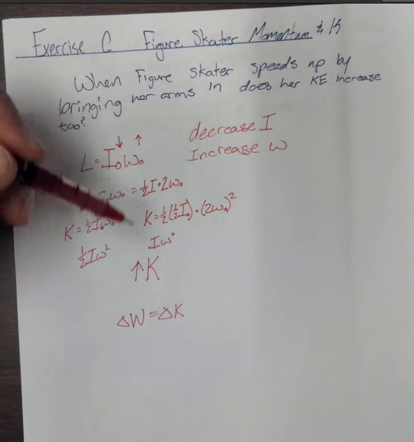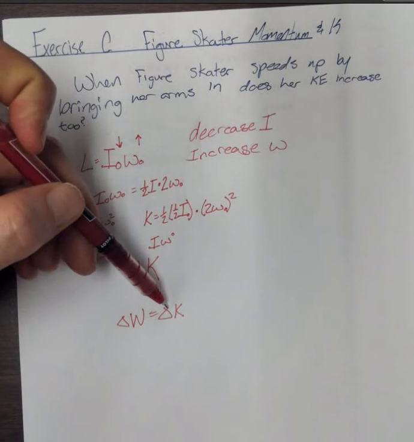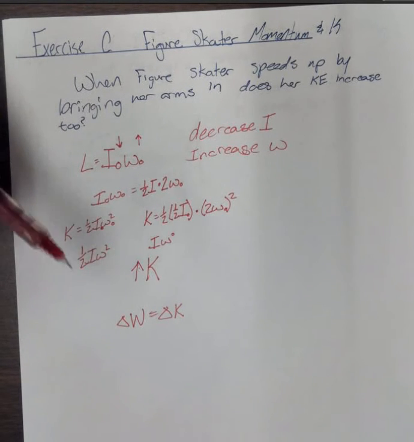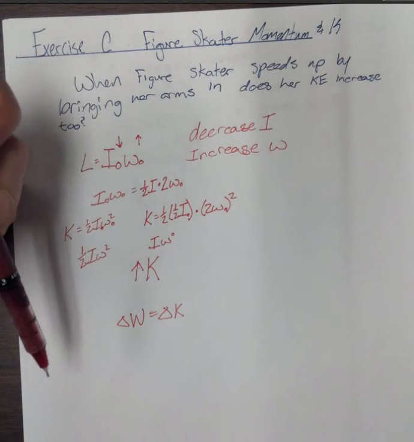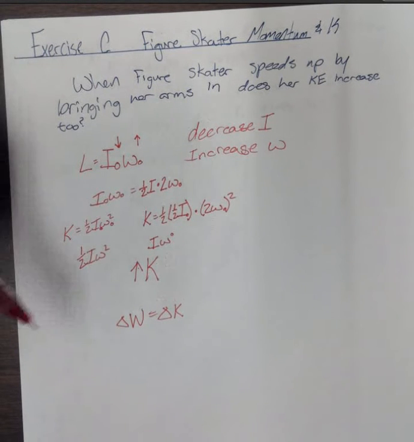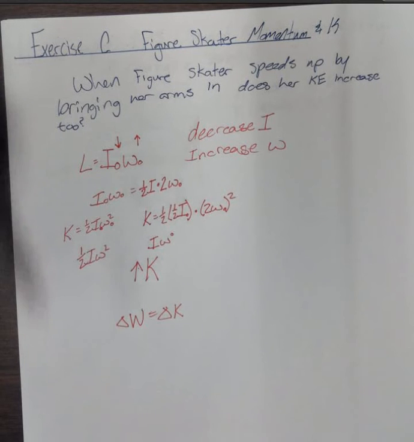And so it turns out that the amount of kinetic energy that caused her to increase her kinetic energy came from the work that she did on her arms to bring them in near her body, and that was positive work done to increase her kinetic energy. And if she brought her arms back out again, she would be doing negative work or work against the system, which would decrease her kinetic energy.